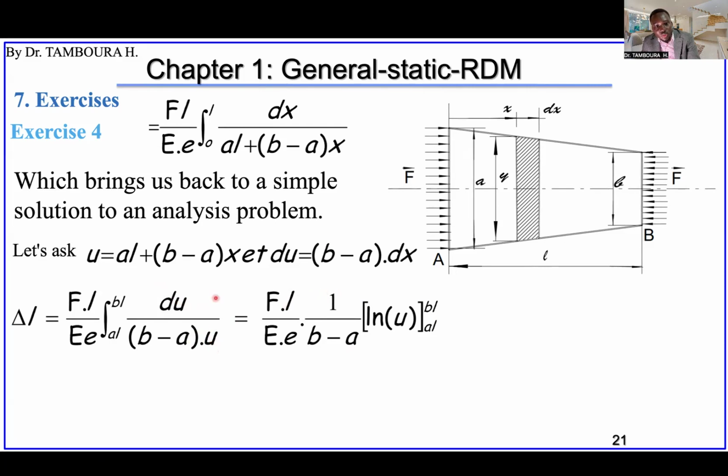Okay. So now we need to know, for example, if x is going from 0 to L, how about u? If x is 0, replace x by 0 here, you will have u equals aL. However, if x is L, replace x by L here, you will have aL plus b by L minus a by L. Minus a by L here will be simplified by this aL here. And you will have u equal to bL.